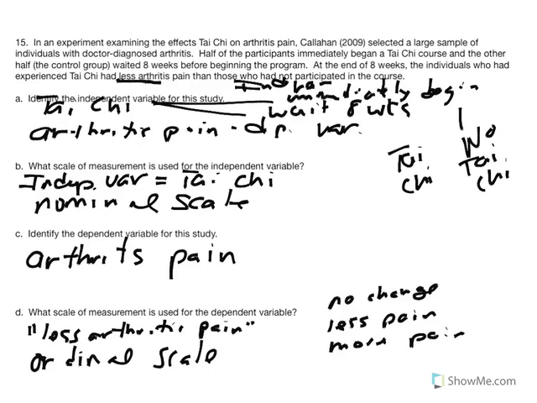We couldn't certainly have -1 episodes of arthritis pain. So in that case, it would be a ratio scale of measurement. So you have to talk this through and think about the possibilities and identify the scale of measurement based on how you are obtaining this data, how you're categorizing it. All right, let's move on to the next one.